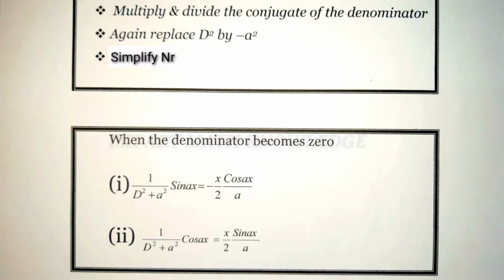When the denominator becomes 0, 1 by D square plus a square sin ax can be written as minus x by 2 cos ax by a. 1 by D square plus a square cos ax can be written as x by 2 sin ax by a. At last, you write the general solution for the given problem.